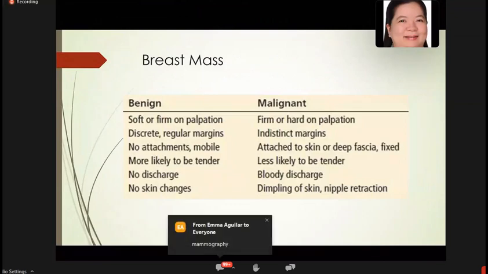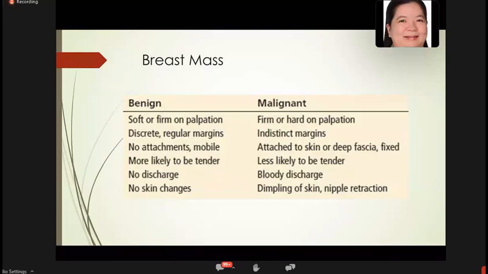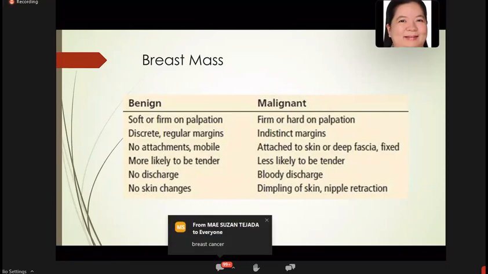Breast mass, pag pumunta sa clinic, okay, lalo na kung elderly yung patient or patient 40s, ganyan, premenopausal, isang kailangan nating i-rule out kagad, okay? Malignancy or breast cancer, okay? So by PE pa lang, you can differentiate them na, no? Whether the mass is benign or malignant, no?